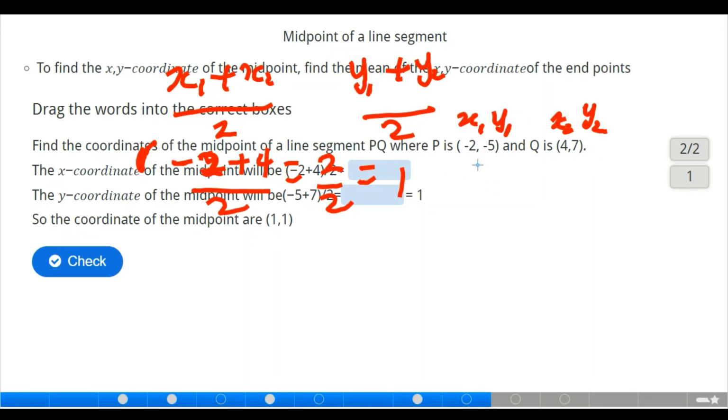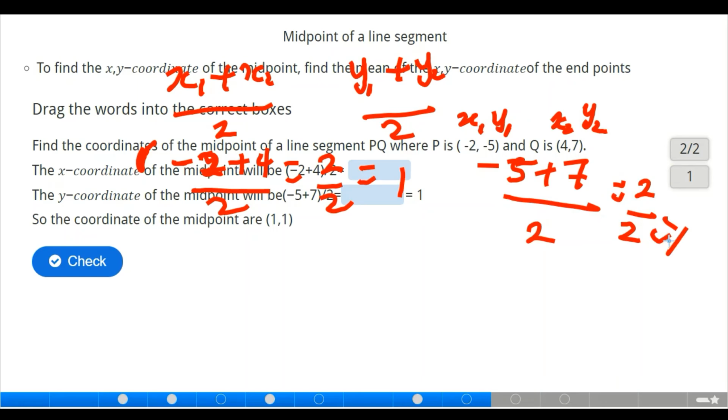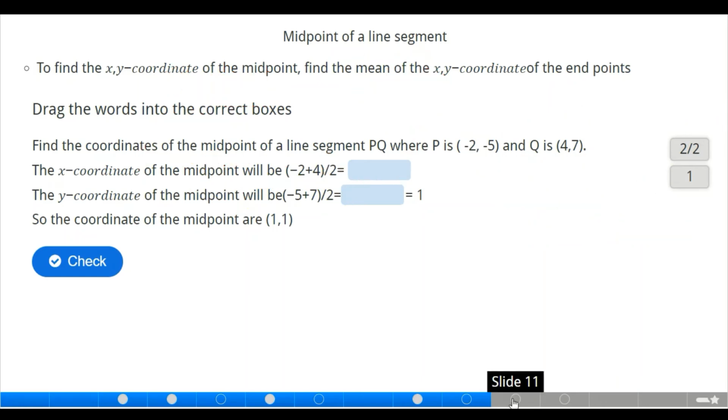Now let's look at the second one. y1 is what? y1 is minus 5. Okay, minus 5 plus what? That is plus 7, that is y2, divided by 2. Minus 5 plus 7, that is going to give us 2 divided by 2. 2 divided by 2 can give us what? 1. So the midpoint of this given question is what? Is 1, 1. So on the x-axis this is 1 and y also is 1.